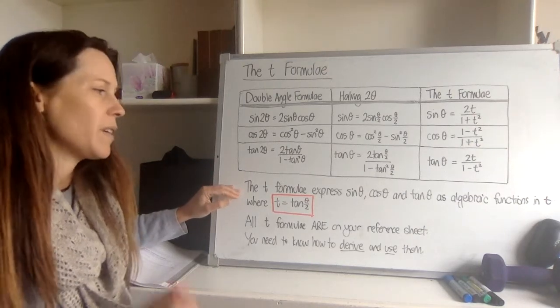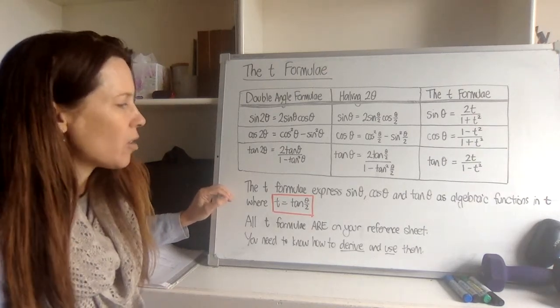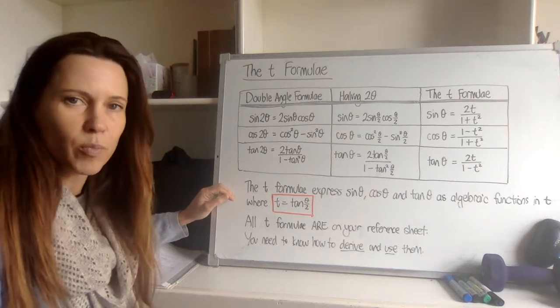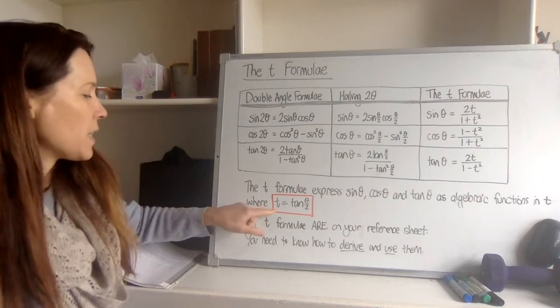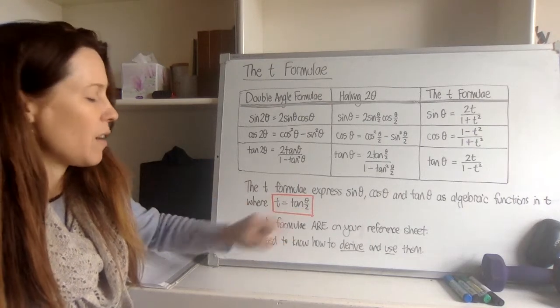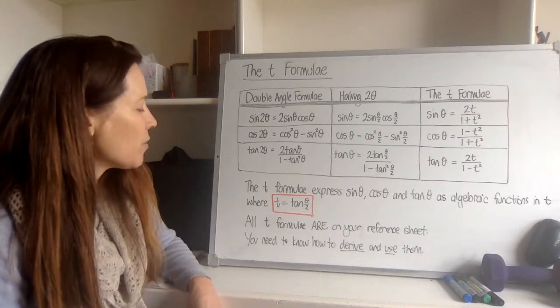The T formulae actually express sine theta, cos theta and tan theta as algebraic functions in T, hence why they're called the T formulae, where T is equal to the tan of half theta. Okay, so let's have a look at what's happening here.